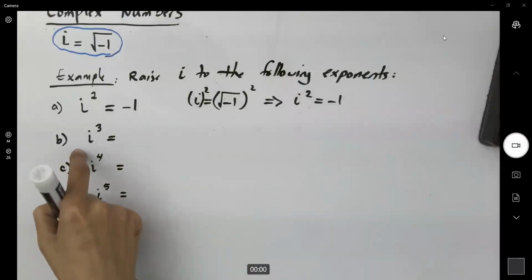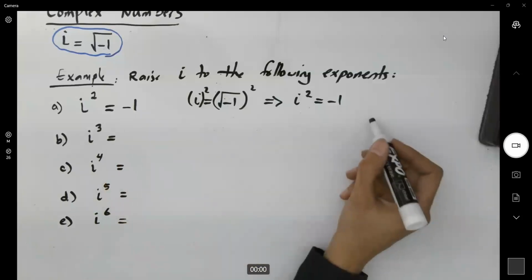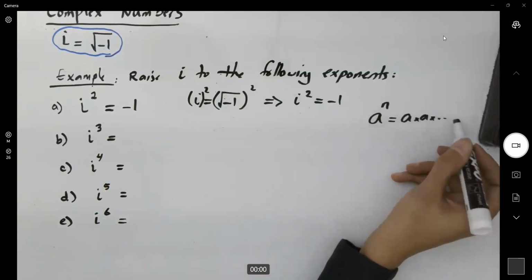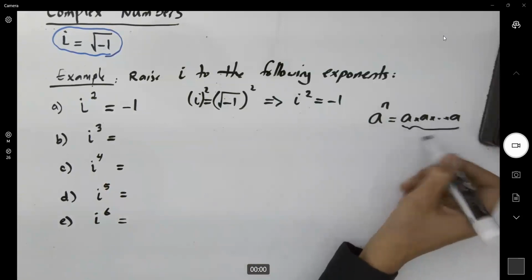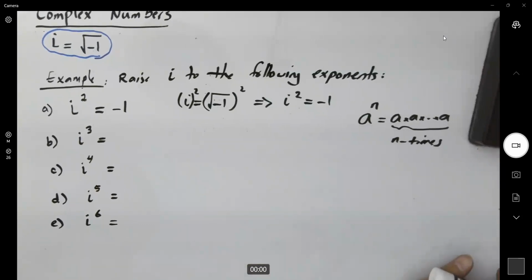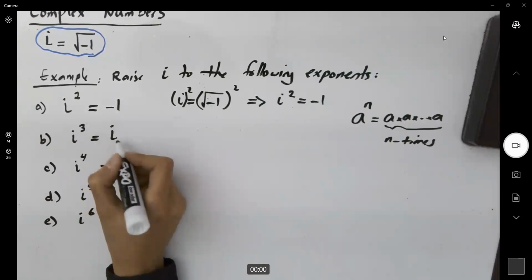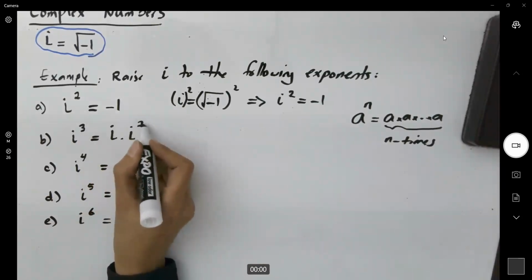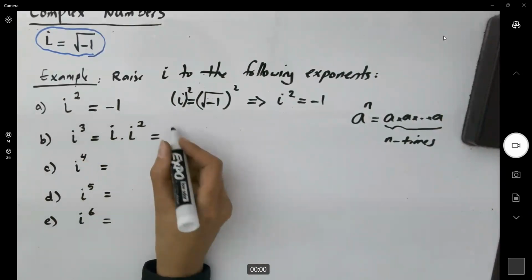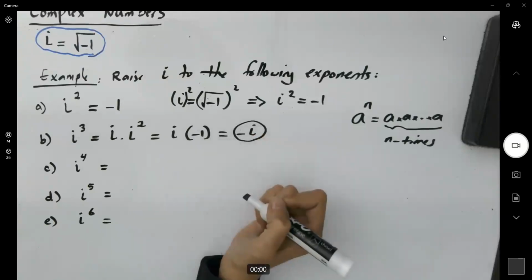What about i to the third? What's the meaning of i to the third? I have to remember that if you have a to the nth power, it is a times a times a, n times. All right. So when I ask you to raise i to the third power, you have i times i squared. But you already know i squared is negative 1. So this guy becomes i times negative 1, or negative i.